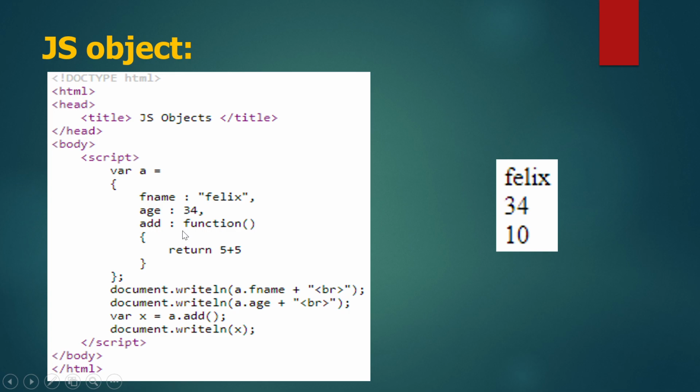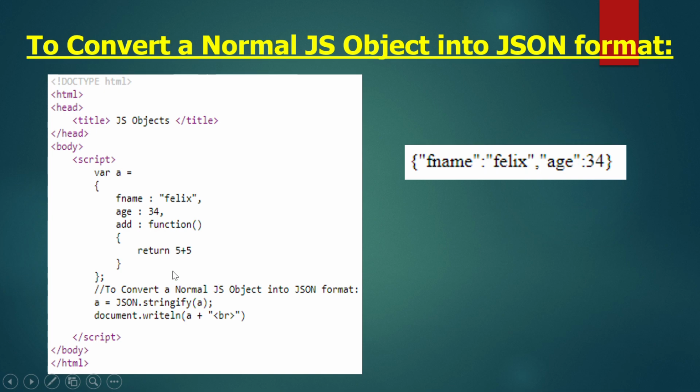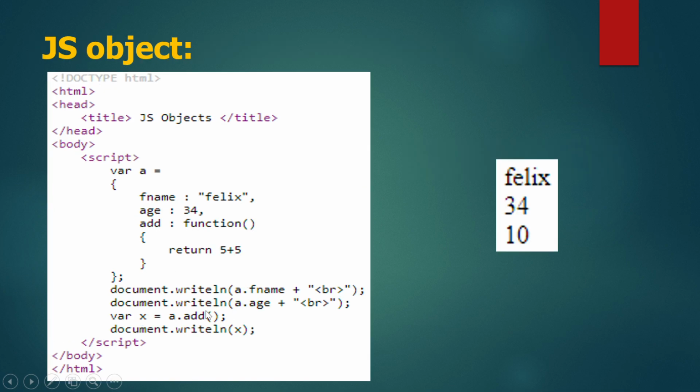We are calling a function. What is that function name? add. Return 5 plus 5. document.writeln a.fname plus some text. So a.fname, what it will get means, it will take the variable a, and whatever the first name is there in the variable a, we have to get by using this syntax. What is that? a.fname. document.writeln is used to print. We almost know that. And a.age, to get the integer age value, we use a.age.